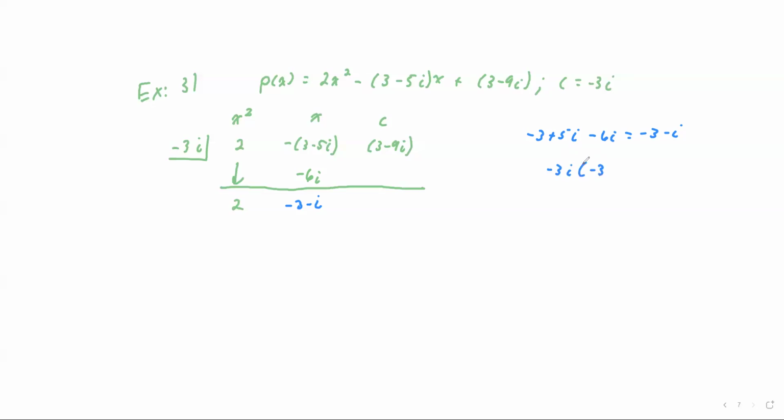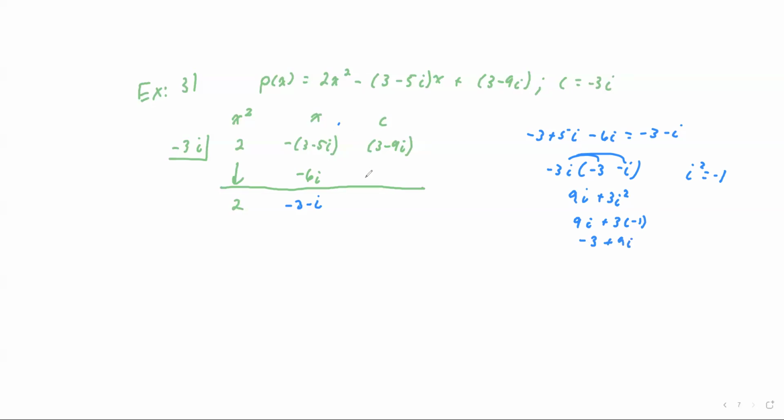Now I'm going to take that negative 3i and multiply it to my negative 3 minus i. So I'll distribute. Negative 3i times negative 3 is a positive 9i. Negative 3i times negative i gives me a positive 3i squared. In an earlier video, I said that i squared is equal to negative 1. So this is 9i plus 3 times negative 1, which just gives me negative 3 plus 9i.